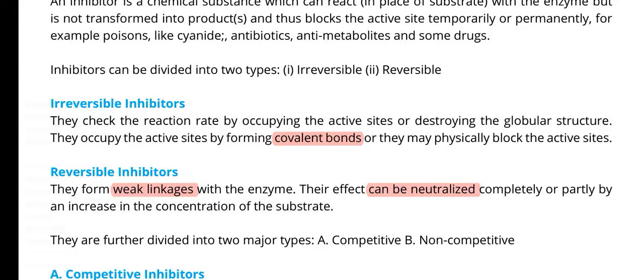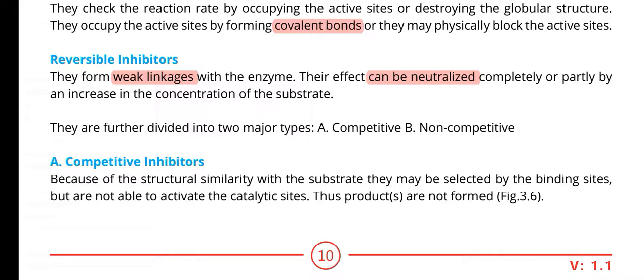They form a weak linkage with the enzyme, and their effects can be neutralized by increasing the concentration of nutrients and different types of substrates. So the next is the types of reversible inhibitors. There are two types of reversible inhibitors. As the name represents, their effects can be neutralized. One is competitive and one is non-competitive.